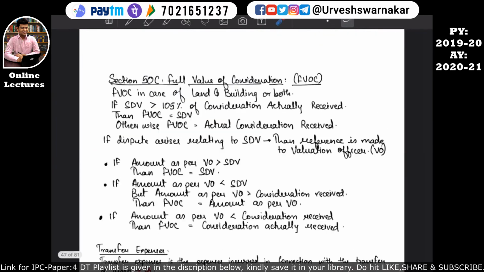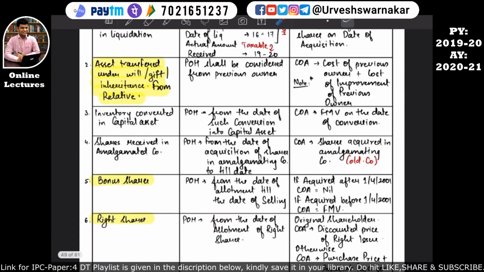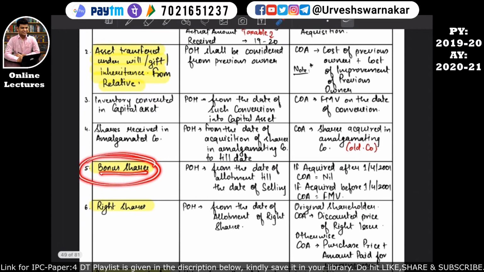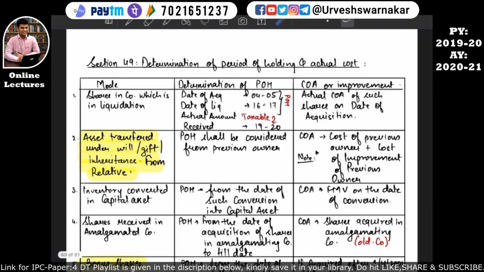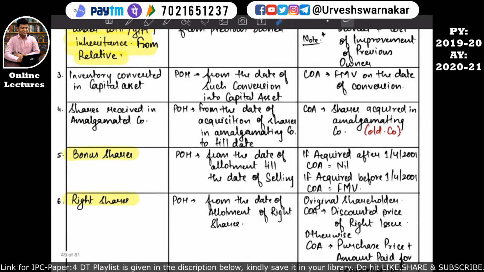So let's come to section number 49, and to point number 5, that is bonus shares. We have already studied this when we were studying section 49, but after studying equity shares, if we revise this bonus share concept, it will be very helpful for you all. The period of holding for this bonus share will be calculated from the date of allotment of the bonus share to the assessee, till the date of the sale. I hope this is quite clear to you all.